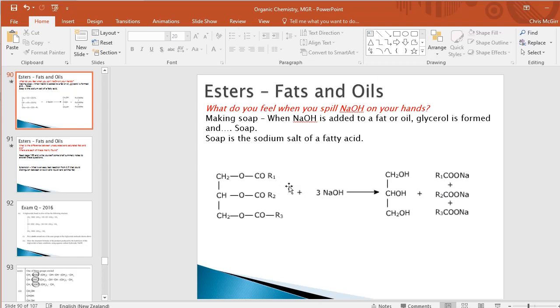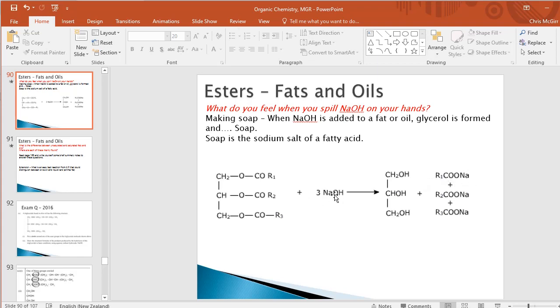How are soaps formed? You get a triester, a fat or an oil. And guess what your skin is covered in? Your skin is covered in oil. If you do base hydrolysis with sodium hydroxide, you form the triol, the thing we started with, and you form your carboxylate ion, but with a sodium attached. This is soap.